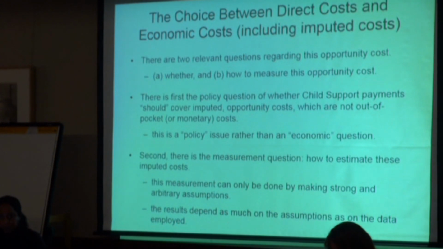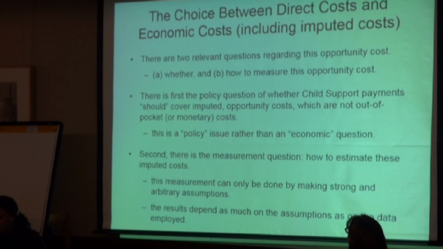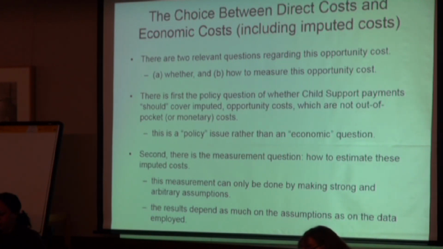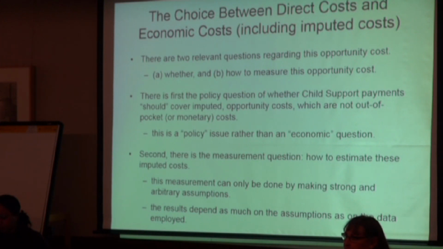Remember, economic costs include imputed costs. And there are two relevant questions which I would have you consider. First is whether imputed costs should be part of child support awards. Yes, some level of imputed costs should be included with full economic costs. But is that what child support awards are designed to compensate? That's a policy question for you to decide, not for me. That's my second thing. Whether child support payments should cover opportunity costs as opposed to being limited to monetary costs. Because remember, opportunity costs are not out-of-pocket costs.